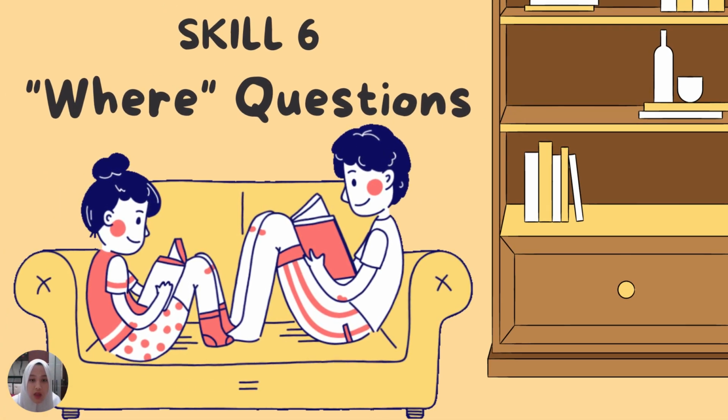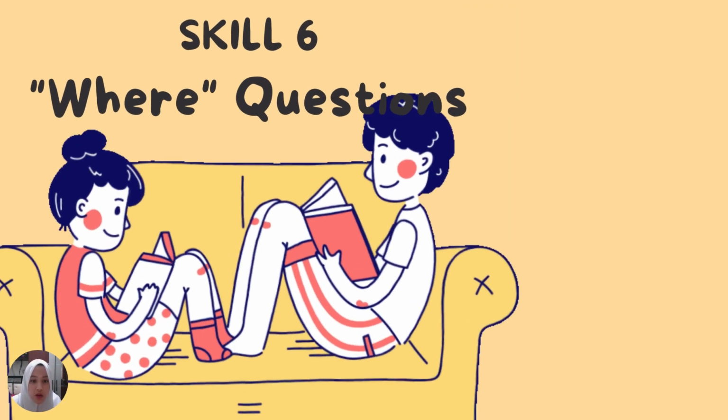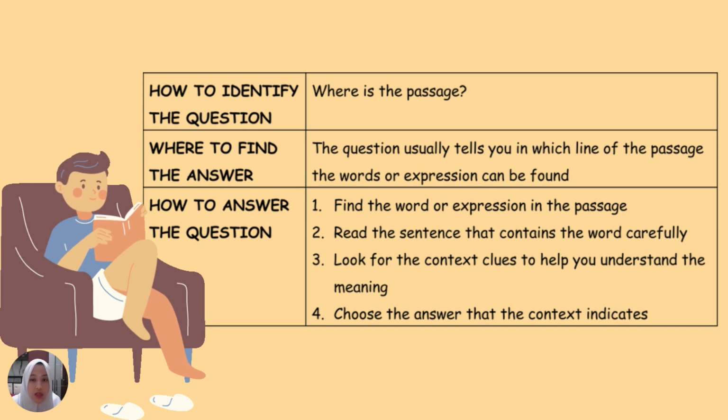Finally, I will be looking at the last part, skill 6: the where question. So let's move to the next slide. As you can see on the screen, there is a strategy for answering the where question. How to identify the question? An example question is: where in the passage...? So how can we find out the answer, or where to find the answer? The question usually tells you in which line of the passage the word or expression can be found.